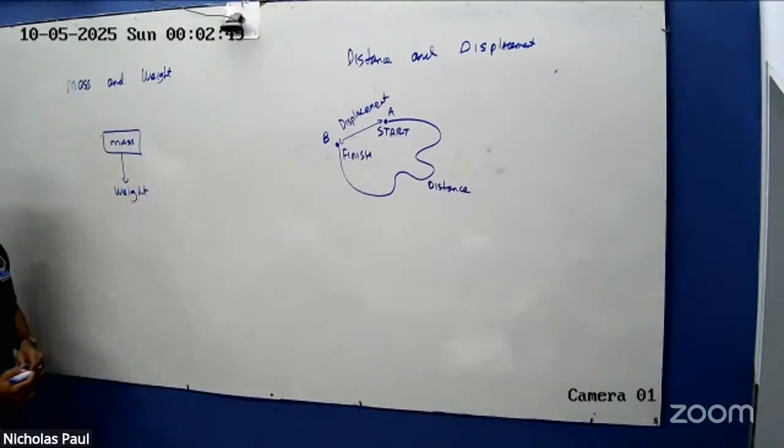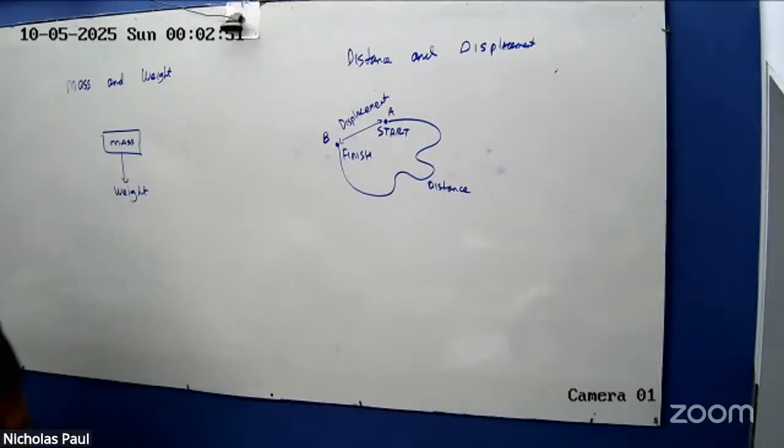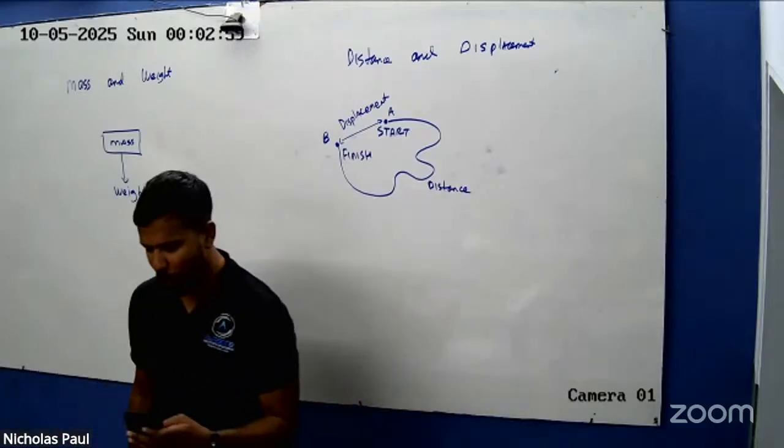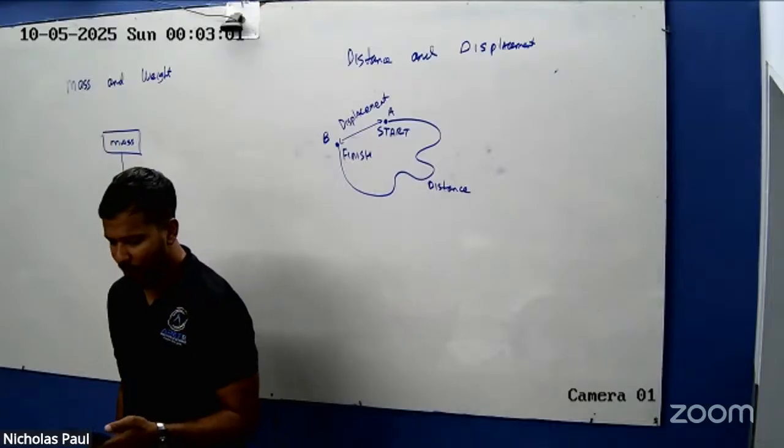So here I have two diagrams, one labeled mass and weight, and the other distance and displacement. See if you can figure out what is different between them.